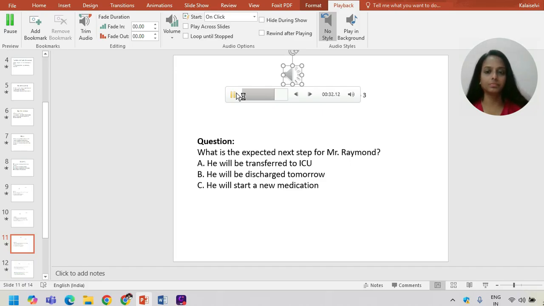Make sure all updates are communicated to the discharge planning team so they can make necessary arrangements. Also, review his medication chart in case any final adjustments are needed before discharge. Let's ensure a smooth transition for him.